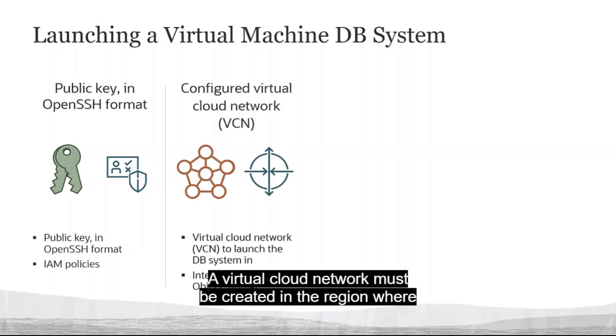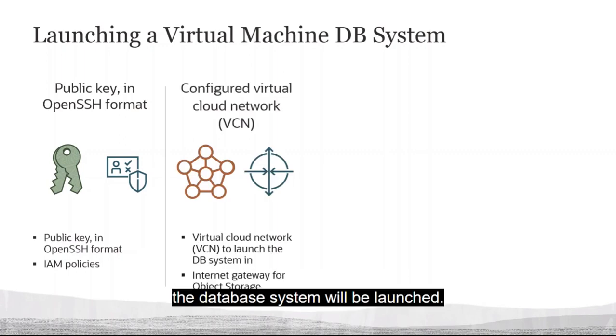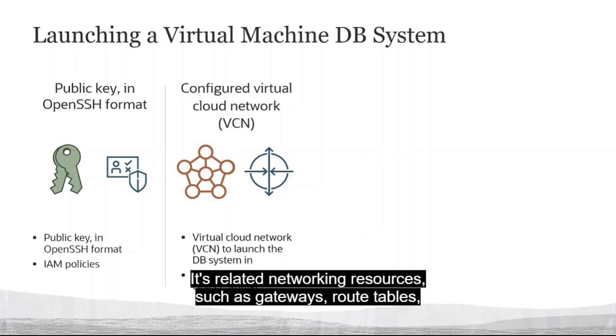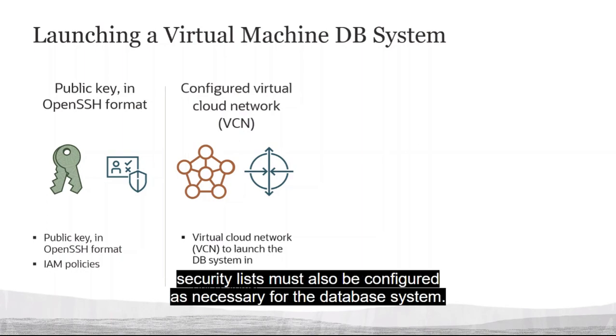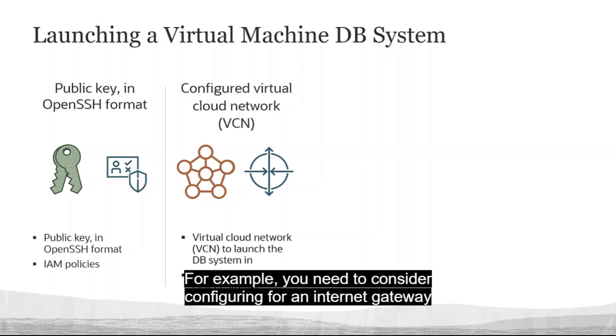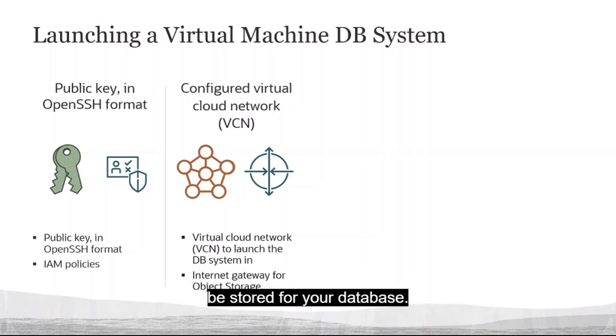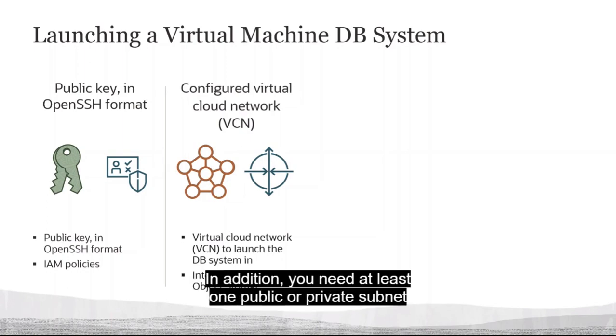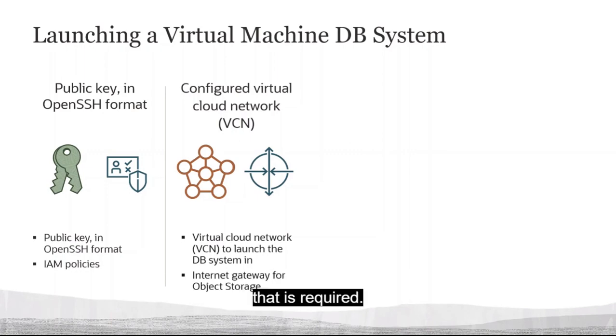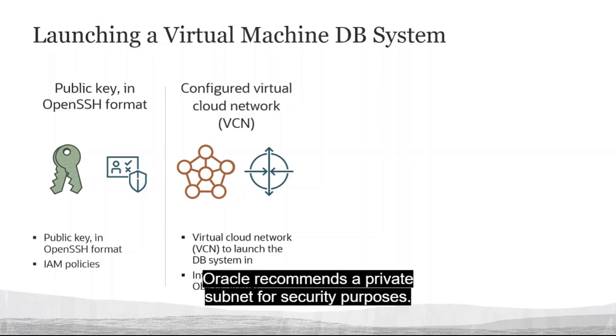A virtual cloud network must be created in the region where the database system will be launched. Its related networking resources, such as gateways, route tables, and security lists, must also be configured as necessary for the database system. For example, you need to consider configuring an internet gateway if you desire to have object storage where your backups will be stored for your database. In addition, you need at least one public or private subnet. That is required. Oracle recommends a private subnet for security purposes.